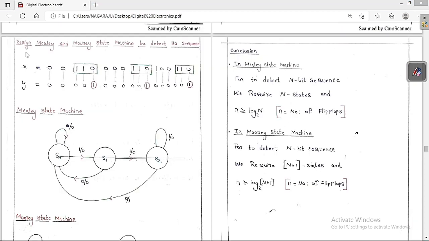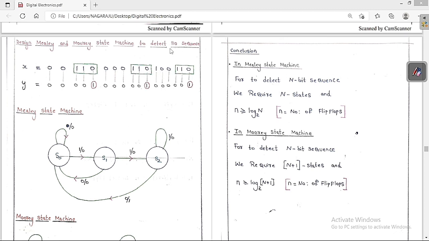Now we are going to design the Mealy and Moore state machines to detect the 110 sequence. This is a very important concept that you always need to understand. Suppose we have a random sequence like this: 0, 0, 1, 1, 0, 0, 0, 0, 1, 1, 0, 1, 0, 0, 1, 1, 0.